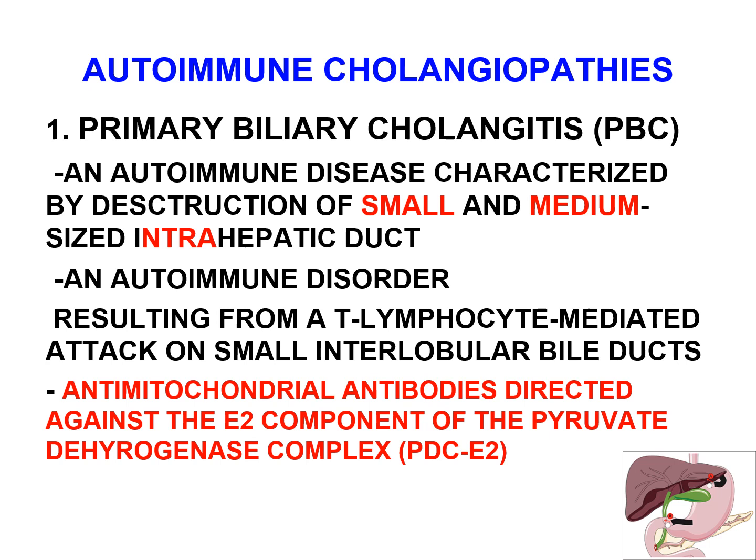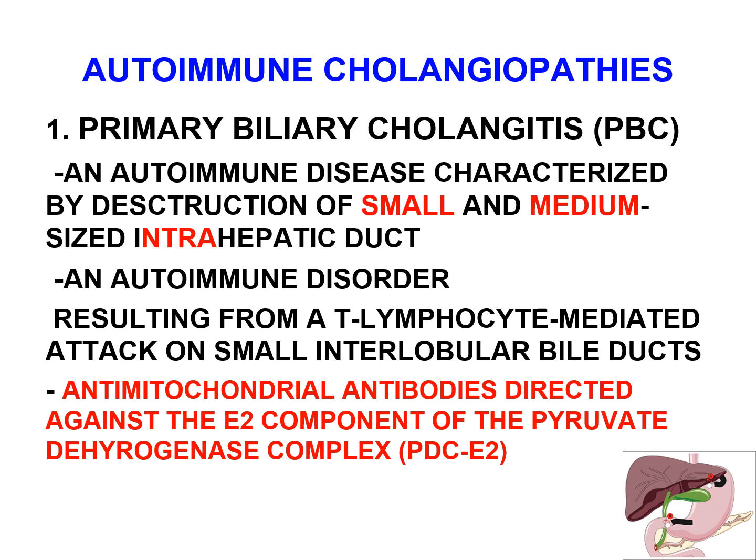Let's now discuss the two main autoimmune disorders of the bile ducts. We have primary biliary cholangitis and primary sclerosing cholangitis. First is primary biliary cholangitis, or PBC. PBC is an autoimmune disease characterized by inflammatory destruction of the small and medium-sized intrahepatic bile ducts. Large intrahepatic ducts and the extrahepatic biliary tree are not involved. Most patients are diagnosed in the early stages of disease, and hence the former name was primary biliary cirrhosis, but it is no longer used.